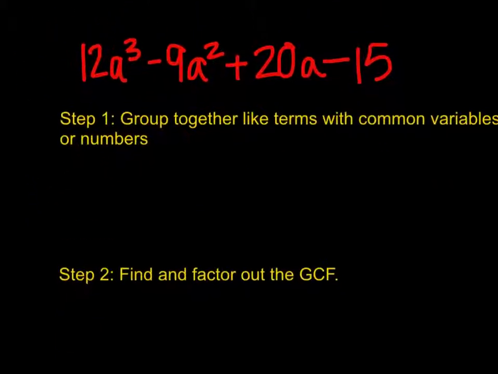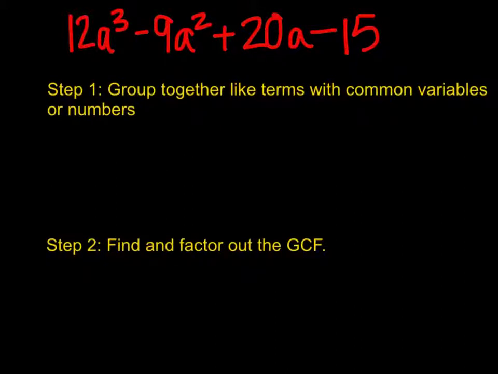So here we go. Here is our first problem, and we're going to just go through the steps with this first problem, and then we're going to put them to action with the second problem. So we have 12a to the third minus 9a squared plus 20a minus 15.